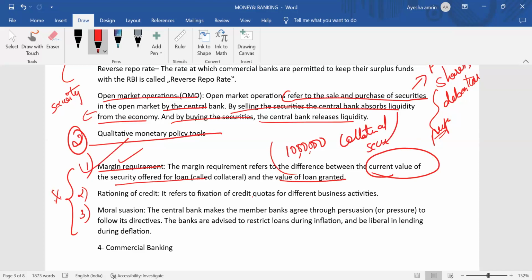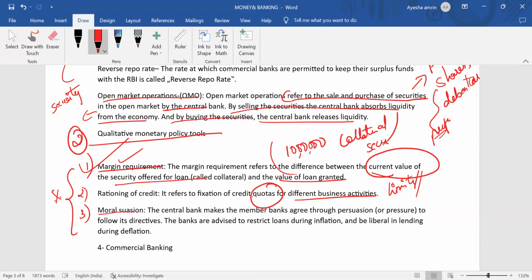Okay, rationing of credit is what? Here it refers to fixing of quotas for different business activities. Quotas means limits. Some kind of limitations will be sanctioned for doing the business activities. The RBI fixes the quotas for the business activities. And the third one is moral suasion.